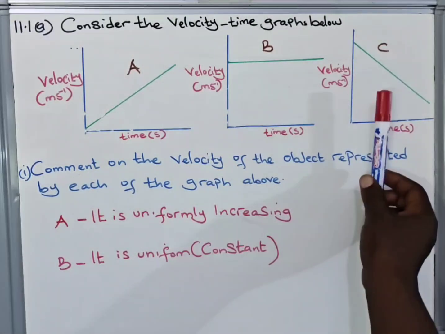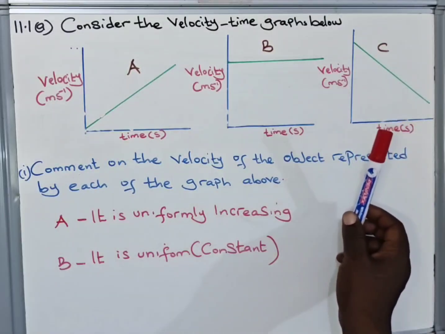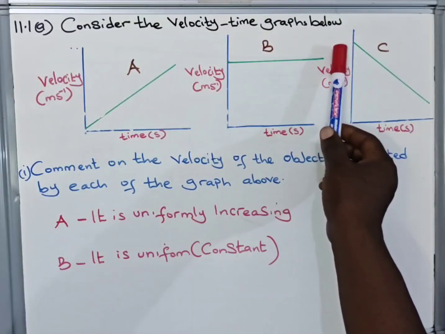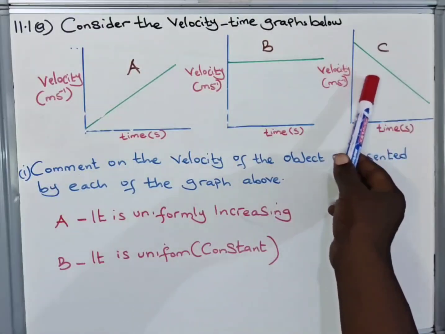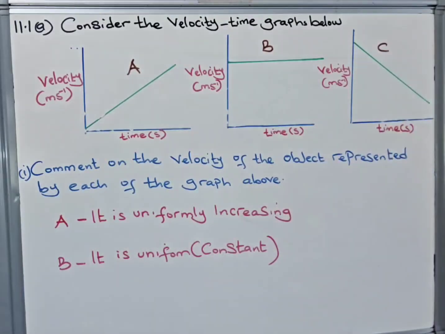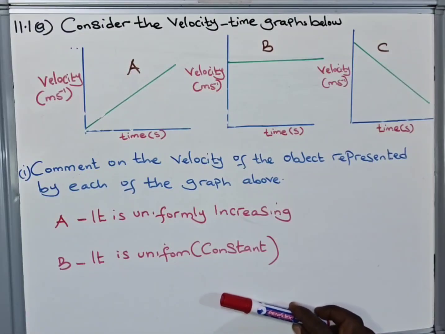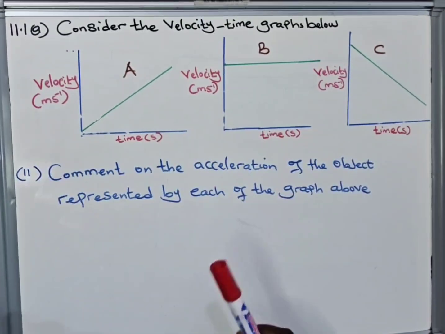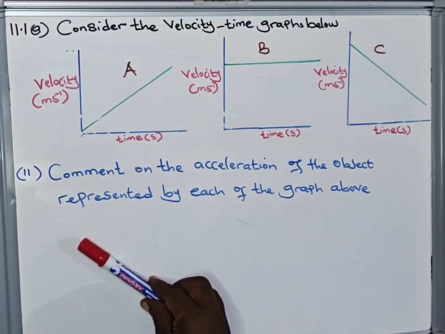Then we come to C. What can we say about velocity of the object with this graph? So what do we see? This is the velocity, and we see it's decreasing. But it is uniformly decreasing because it's a straight line. So what are you going to say? It is uniformly decreasing.